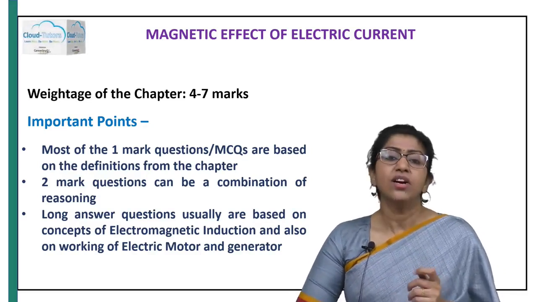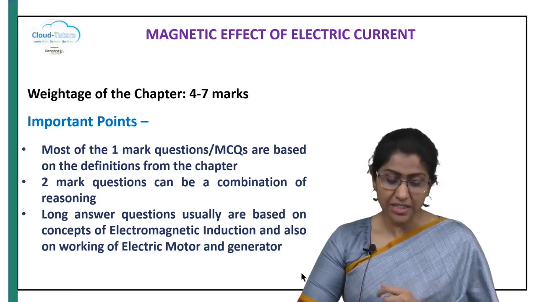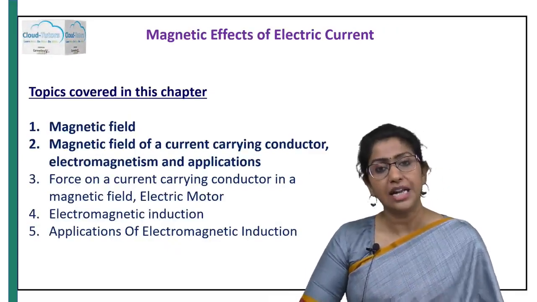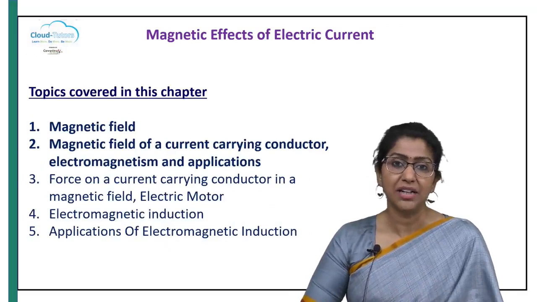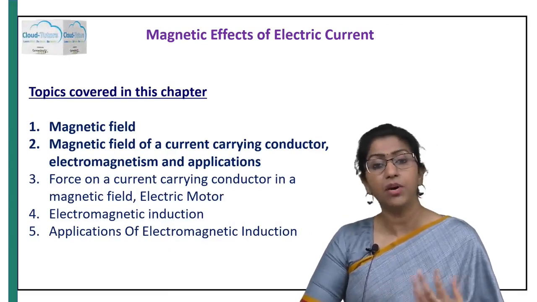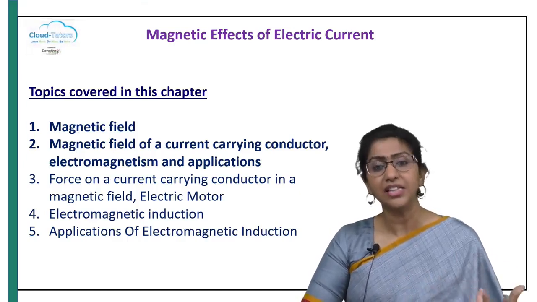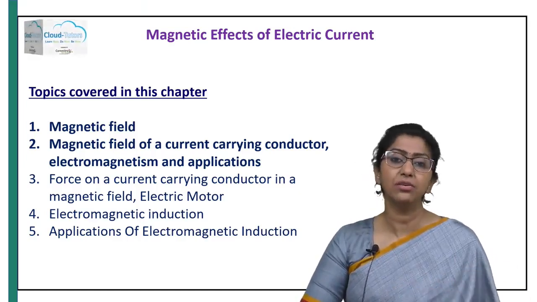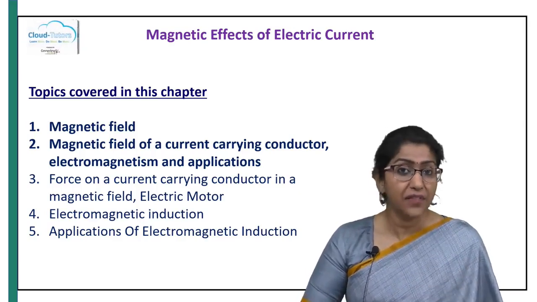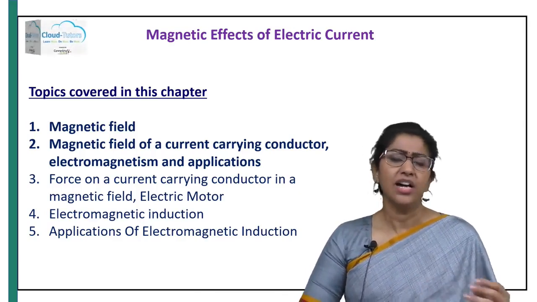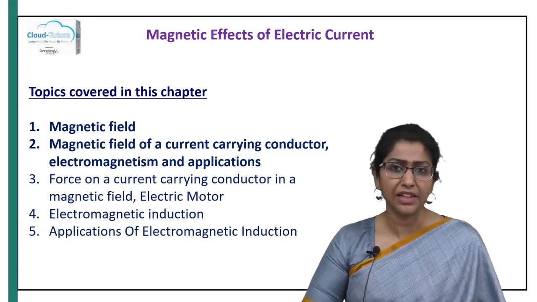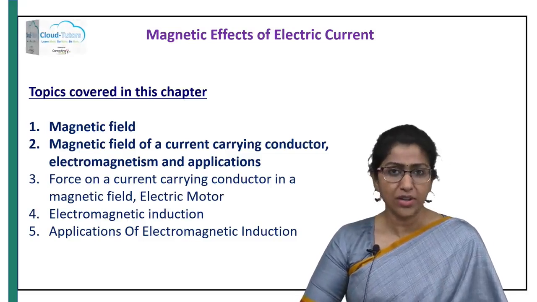Alright, so to begin with, let's start with the important topics that need to be covered in this particular chapter. So first one is magnetic field. What do we mean by magnetic field? We need to understand, right? Before we get to understand the magnetic effects of electric current, we need to know a fair amount about what we mean by magnetic field, where we get it from, and so on and so forth, right?